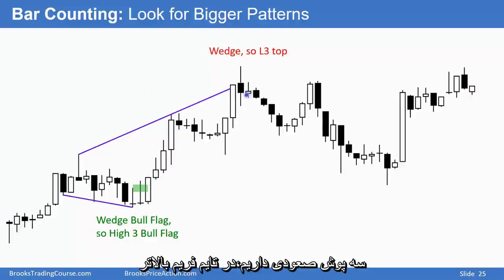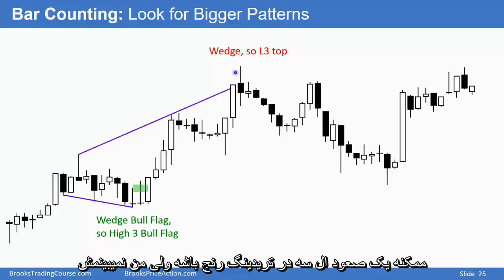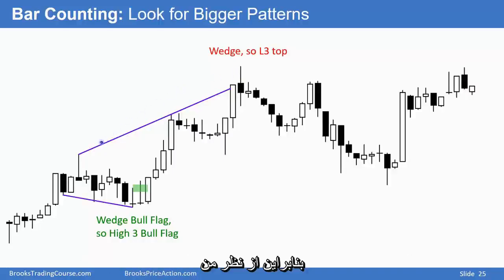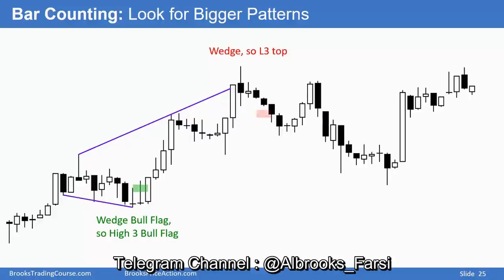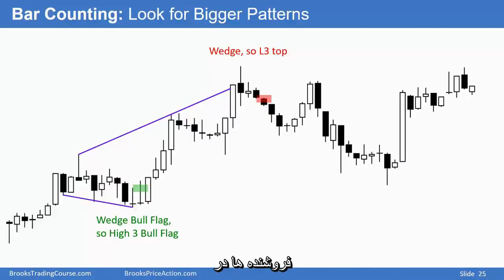So yes, it's 3 pushes up, 1, 2, 3. On a higher time frame chart, it might be simply a low 3 rally in a trading range, but I don't see that. So for me, I would simply call it a wedge, 3 pushes up, 1, 2, 3, and look to sell a reversal down, expecting a couple legs down, 1 pullback, 2. Bears will sell the reversal down.